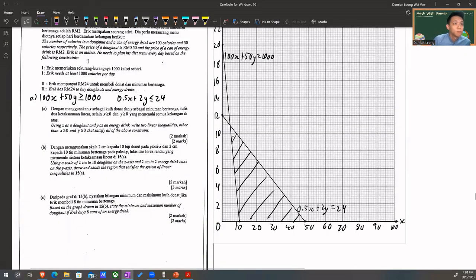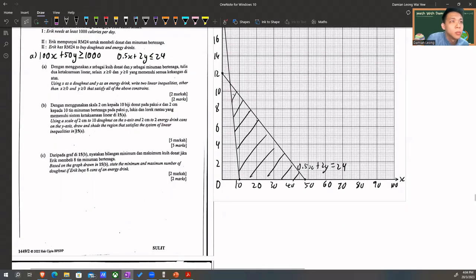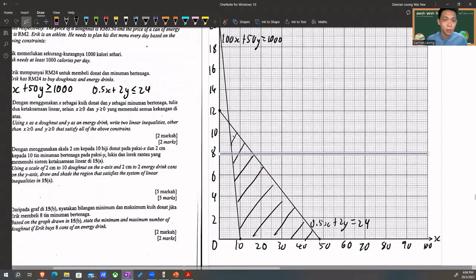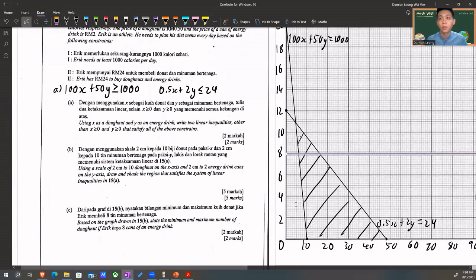Then for part C, based on the graph, state the minimum and maximum number of donuts if Eric buys 8 cans of energy drink. 8 cans of energy drink means y is 8. Y value of 8 here. So we look at this y value. What are the possible values of x? Where would x be possible?